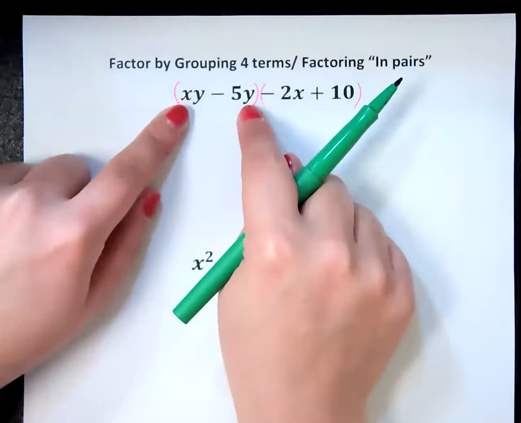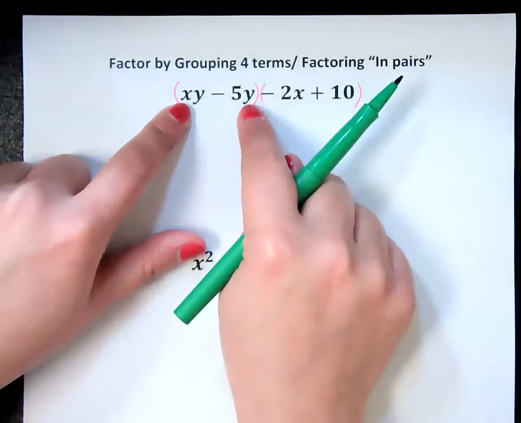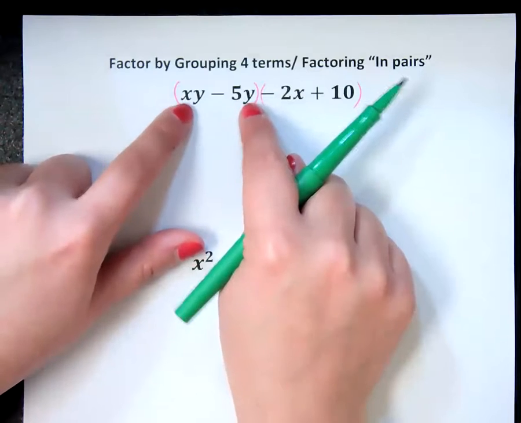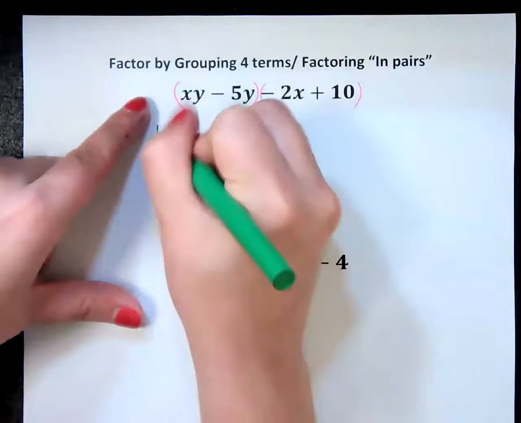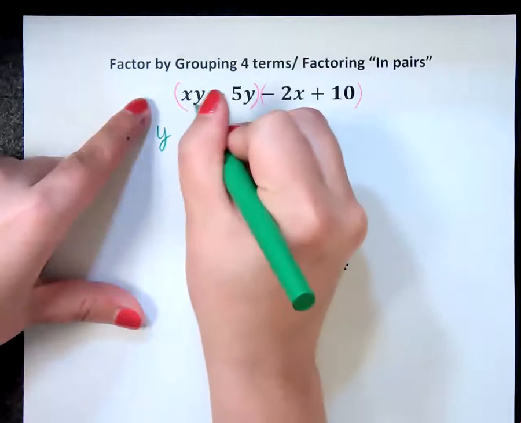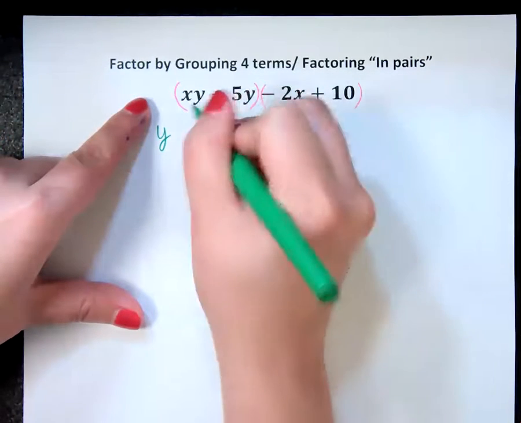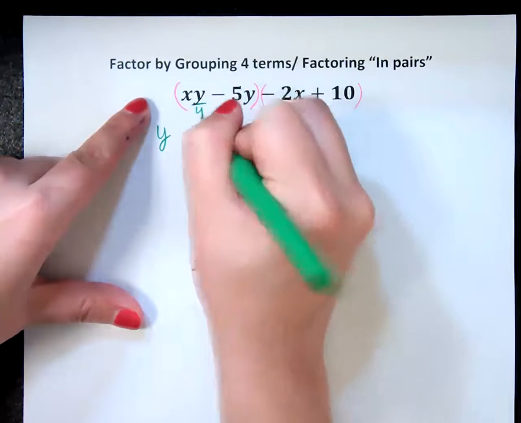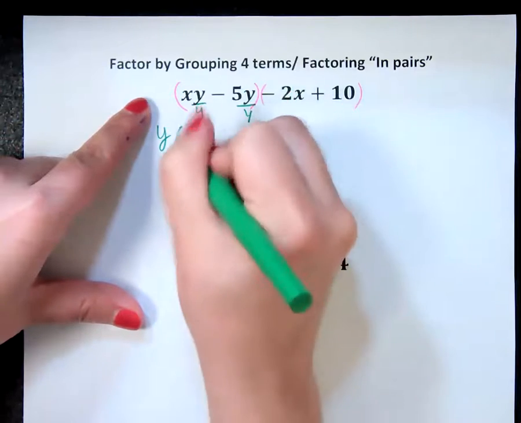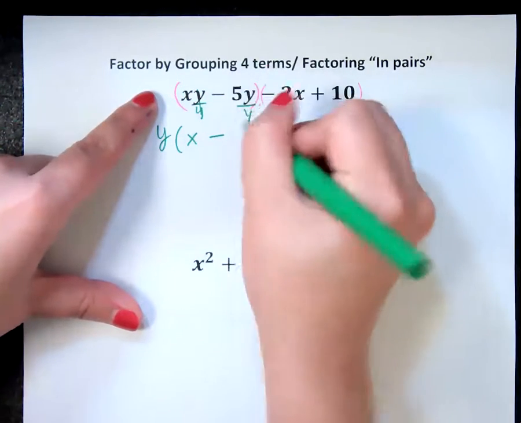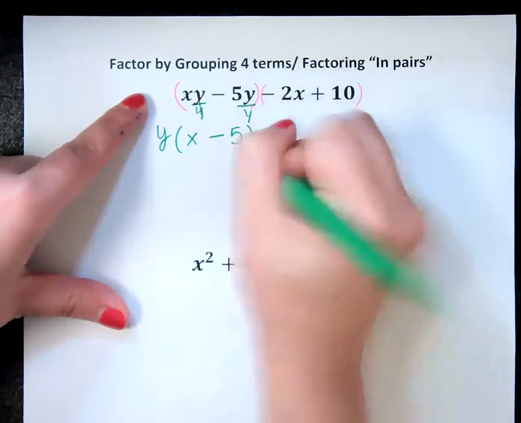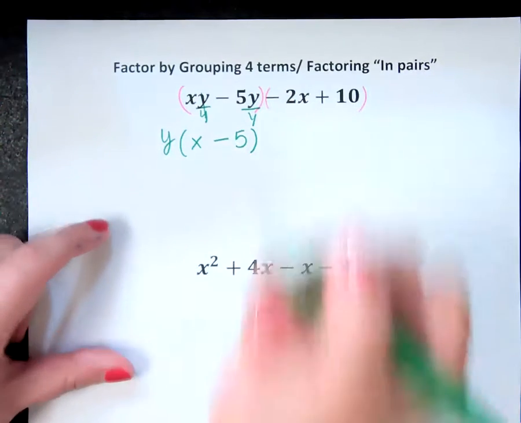So xy minus 5y: the y is repeating in both of them, so we're going to factor out the y. In other words, you can divide each of them by y. Factor out the y here, and you're going to have x. And for this one, if you factor out the y, it will give you the 5. So we have y times (x minus 5).